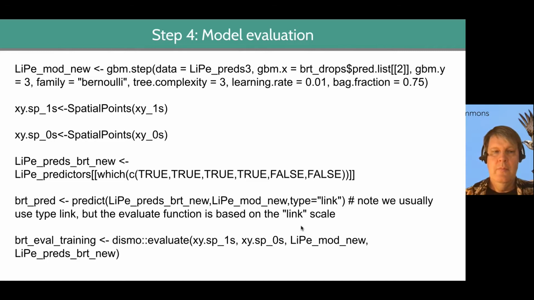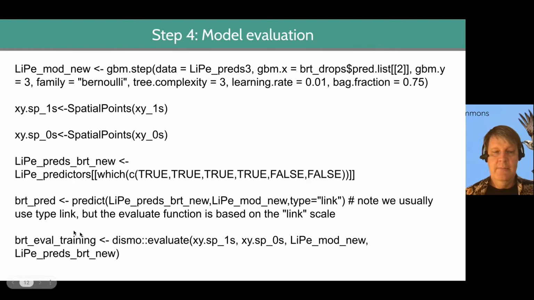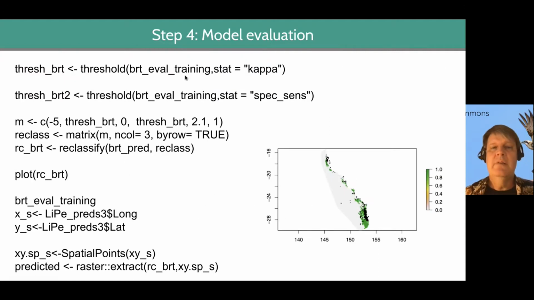And inclusive of the new predictors, that new stack of predictors. And using that, it's a new model object, which is called BRT eval training. And using that, there's all kinds of rich stuff in that model object, including you can just pull out the optimal threshold based on maximizing your kappa value, or you can pull out the optimal threshold based on maximizing species sensitivity, or you can use a variety of stats here and generate the optimal threshold based on that evaluation model object.